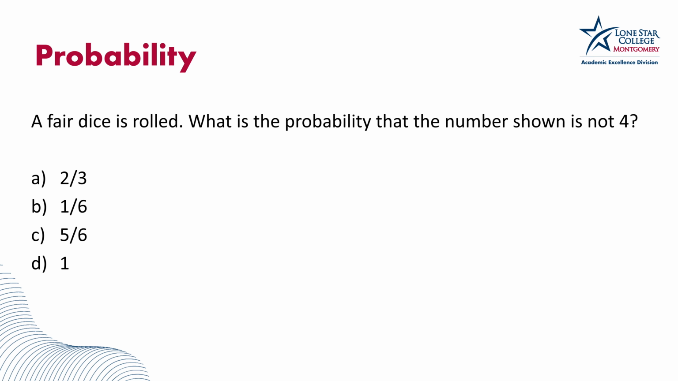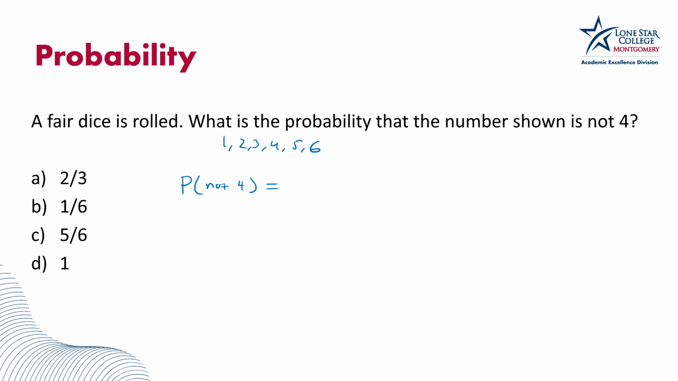The question says, a fair dice is rolled. What's the probability that the number shown is not 4? First, think about what situation we're talking about here. We're talking about a dice. A standard dice has 6 sides: 1, 2, 3, 4, 5, and 6. The question says, what's the probability of rolling the dice and the number shown is not 4?